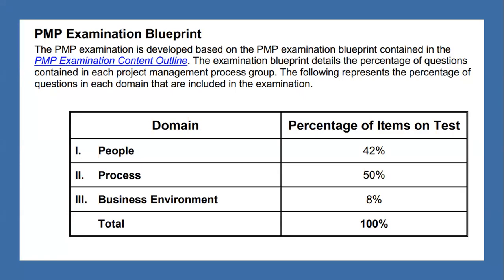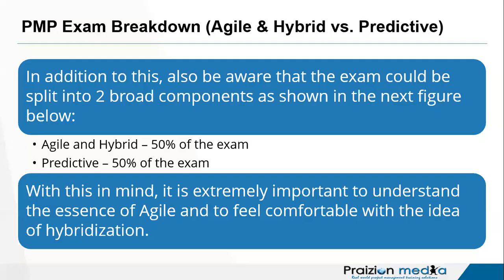180 questions. Now, in addition to this slice up, be aware that you are expected to answer questions roughly 50% agile and hybrid and 50% predictive. So with this in mind, it's extremely important to understand the essence of agile and to feel comfortable with the idea of hybridization. And agile, as you know, is centered around the concepts, the manifesto, the values.